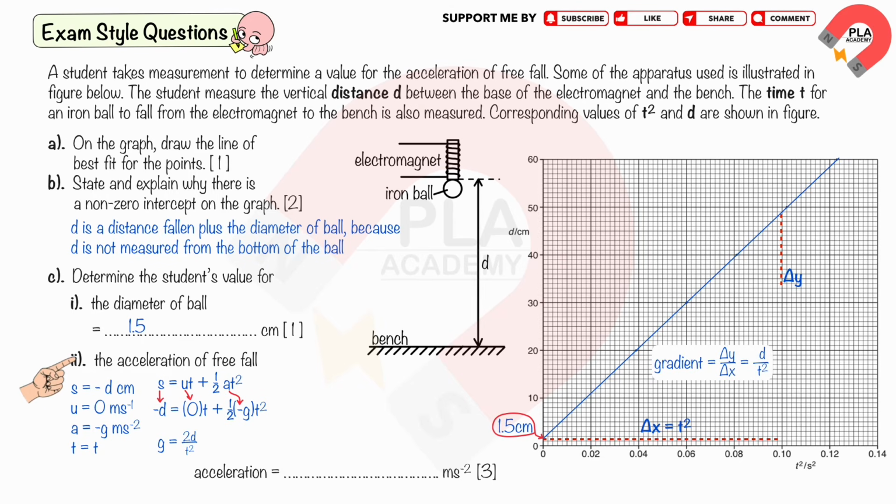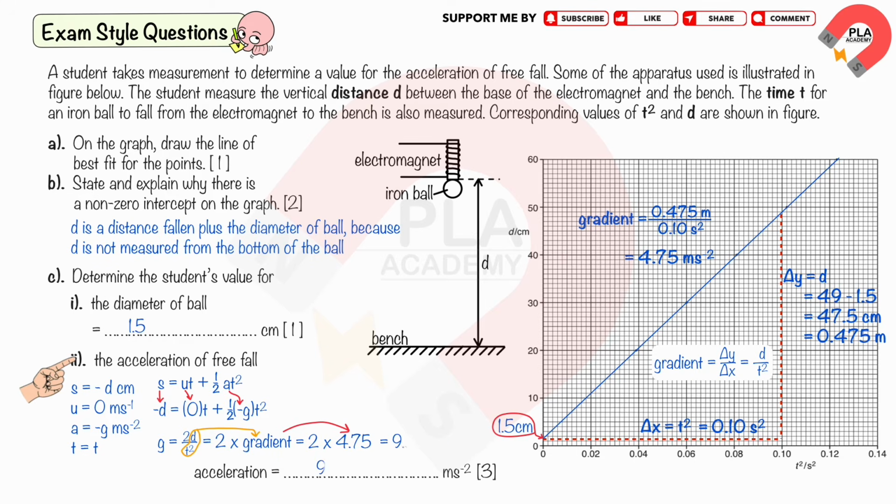From the graph, its gradient is change in y divided by change in x, which is d divided by t squared. So, this is the gradient. We get g equals 2 times gradient. We find the change in y on the graph is 0.475 meters, and the change in x is 0.10 seconds squared. So, we get the gradient is 4.75 meters per second squared. And then we substitute gradient into this equation, so g equals 9.5 meters per second squared.